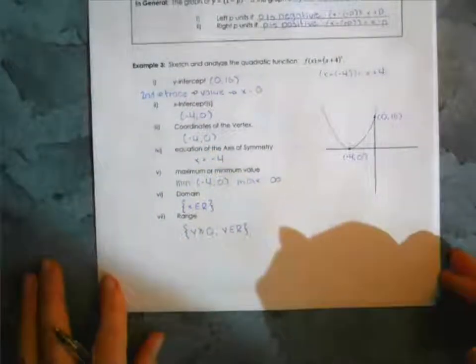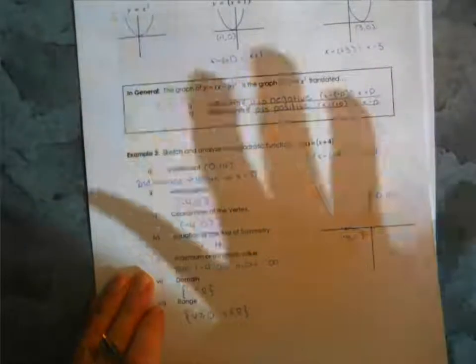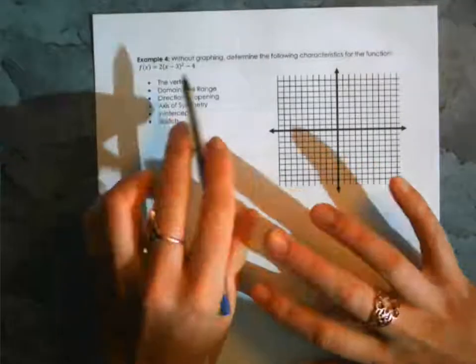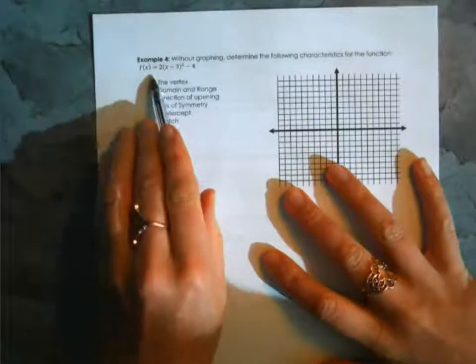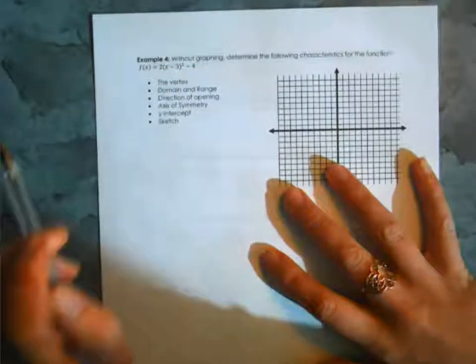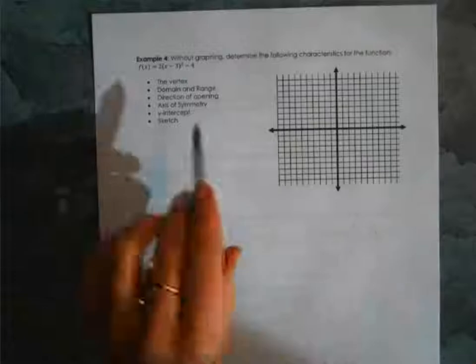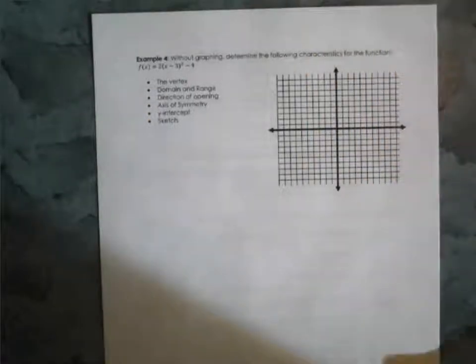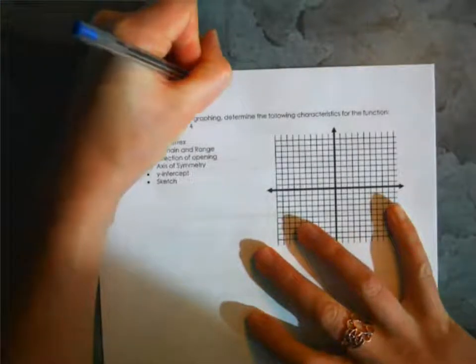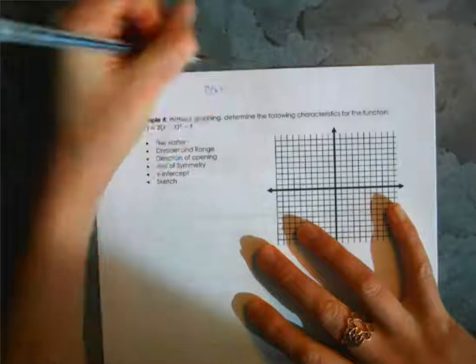Okay, so that is basically all the different components that we're going to be incorporating into the vertex form. And so here you can see we're going to go a step more complicated, and we're going to put all of those things we just learned together. So we have f of x is equal to 2 times x minus 3 squared minus 4. And we're going to be asked to solve for a bunch of things just like we've been doing up until now. So we want to think about what is told to us basically by this equation.